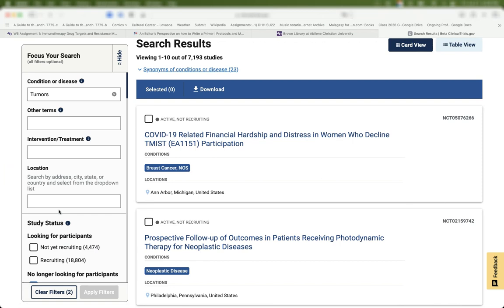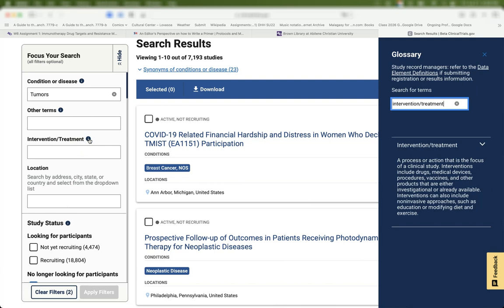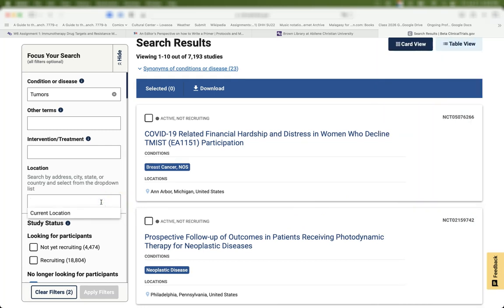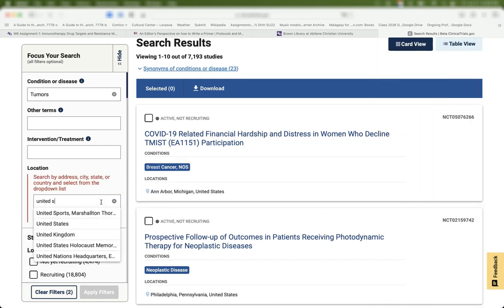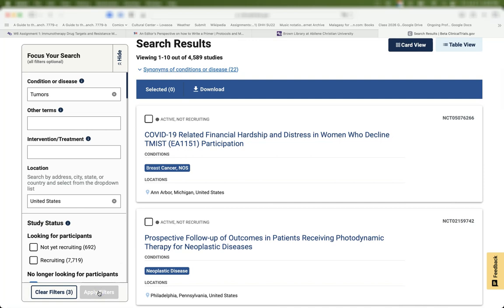Let's see if we might be more specific here and look at potential interventions. If you're ever wondering, they have these nifty information pop-ups here. So if you're wondering, hold on, what's an intervention again? Don't worry, just click on it and look it up. But in this case, we could go ahead and say we want to limit this to the United States. For whatever reasons, you might say, all right, I want to do U.S. research.